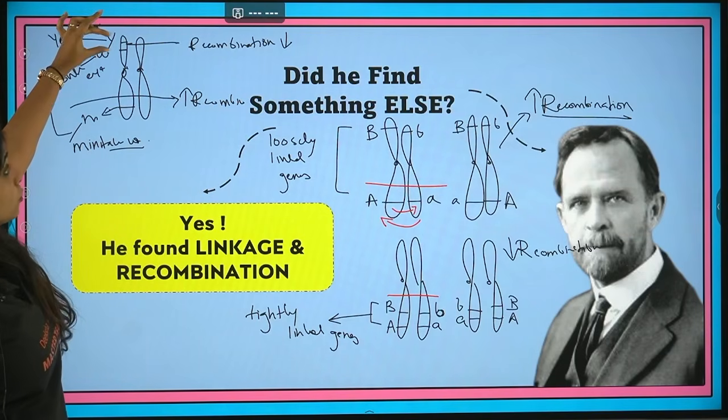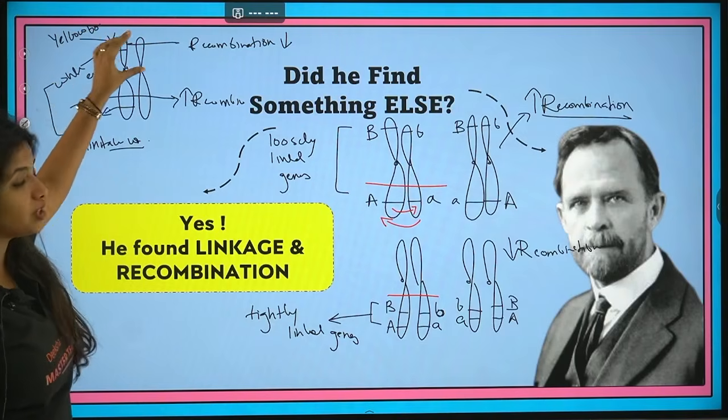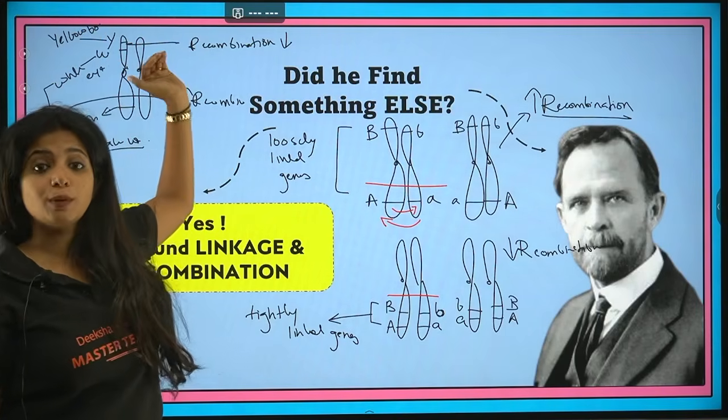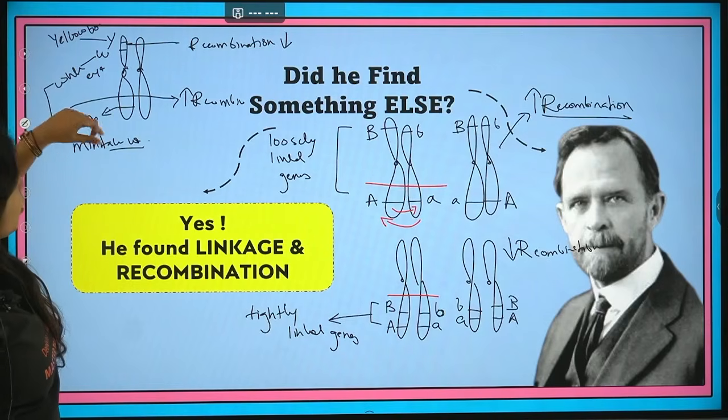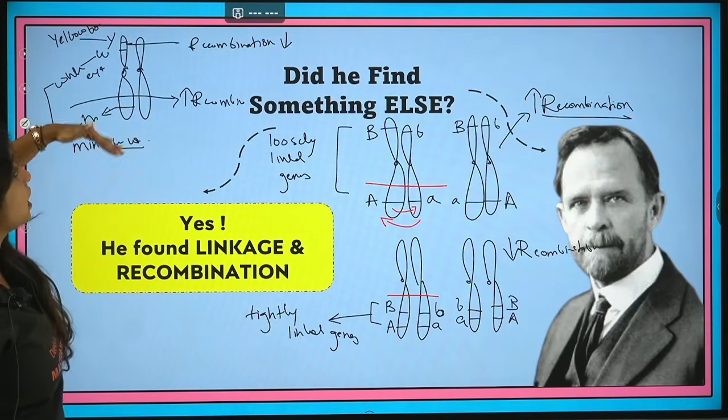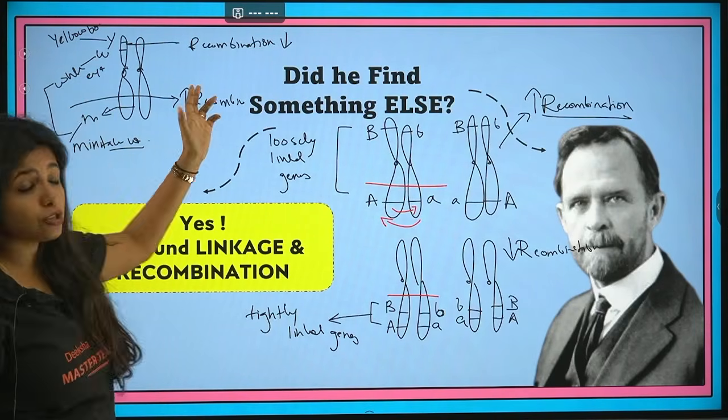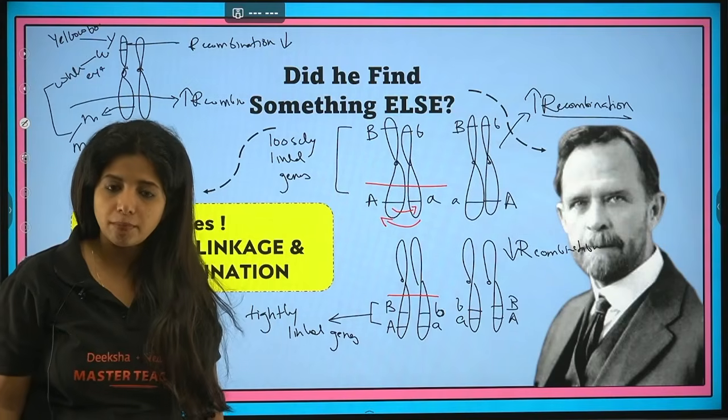Here, since they were close to each other, these two genes, yellow body and white eye genes, are going to show lesser recombination. Why? Because they are close to each other. Whereas when you talk about white eye and miniature wing, or basically yellow body and miniature wing, they are very far from each other, which is why there are chances of higher recombination to happen.